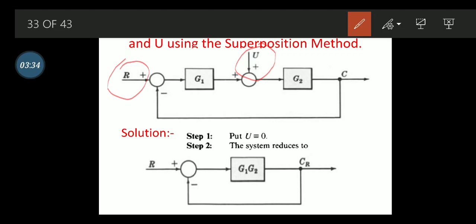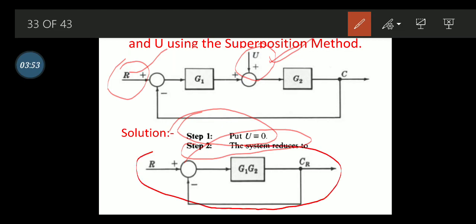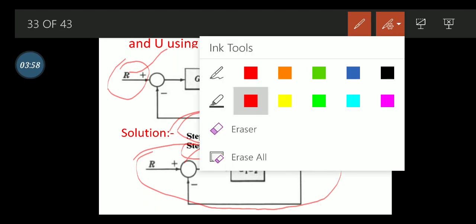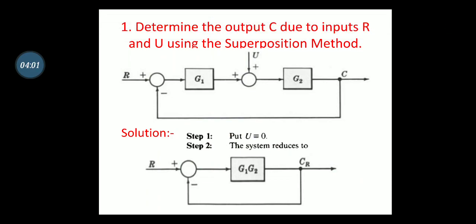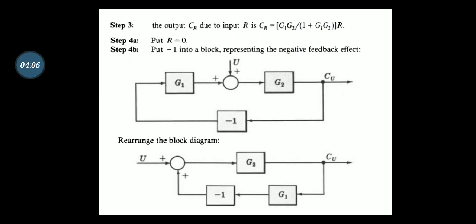Now step number 1 is followed, so put U equals to 0. Here U is set to 0, that means the input R is considered alone. Now the system is reduced in this way, which is drawn here. Next step, we need to write the output response for this block diagram. So the output C suffix R due to input R is C_R equals Z1 Z2 divided by 1 plus Z1 Z2, into R.